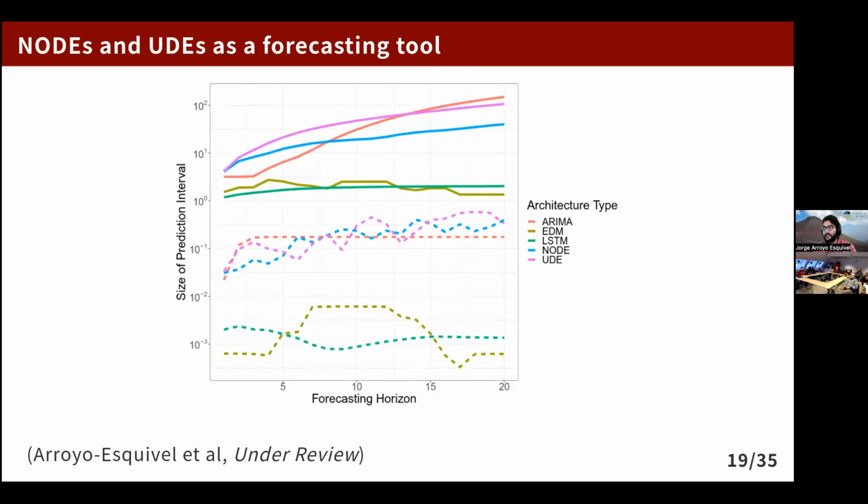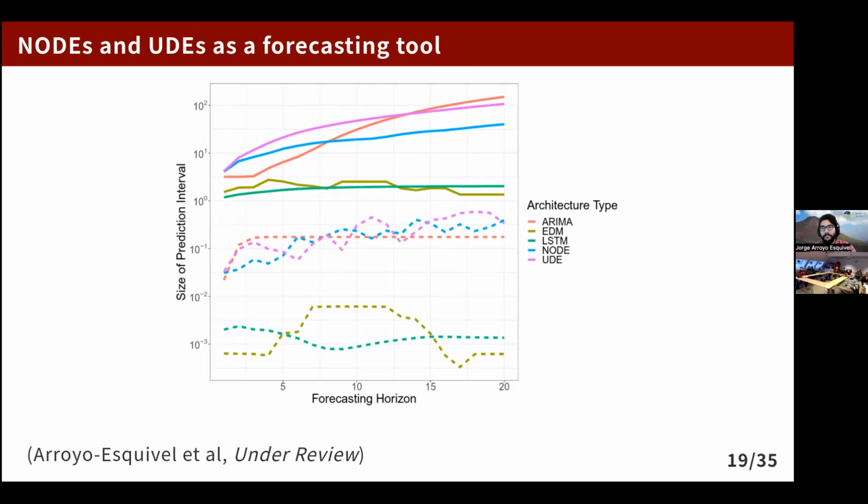Precision wise, this figure is a little hard to read, but the solid lines represent the maximum size of the prediction intervals, and the dashed lines represent the minimum size of the prediction intervals. And as expected for ARIMA, they are growing exponentially. NODEs and UDEs kind of stabilize a little bit before, and LSTMs and EDMs are more precise in general. That was kind of expected as well.